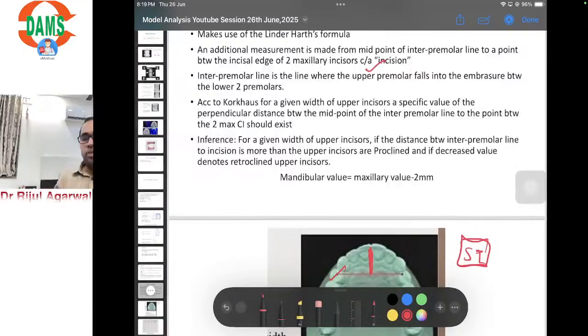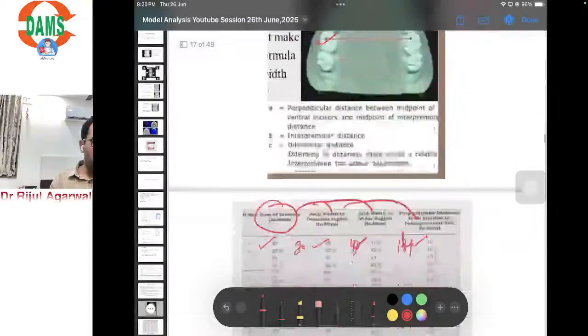So this was for the upper arch, that is the maxillary arch. For the mandibular arch, what to do is just subtract 2 from the value. Why? Because the ideal overjet is between 2 to 4 mm, so he took it at 2. If the distance is more than the upper incisor, that means they are proclined, and if it denotes less, that means they are retroclined. For the mandible, just subtract 2 from the maxillary value and you get the mandibular distance. You cannot physically calculate it in the mandibular arch, you just need to subtract. I hope I am clear.